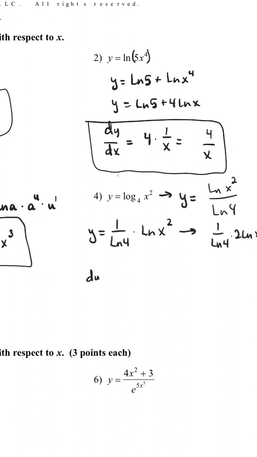So when we do the derivative now, the 1 over natural log of 4, that's just a constant value, so it's a coefficient. 2 is a coefficient, so that's just going to stay as a coefficient. So I'm going to combine those as 2 over the natural log of 4. And then we do the derivative of natural log of x, which is 1 over x. So then the final result is 2 divided by x times the natural log of 4.